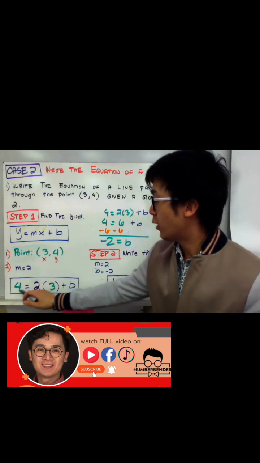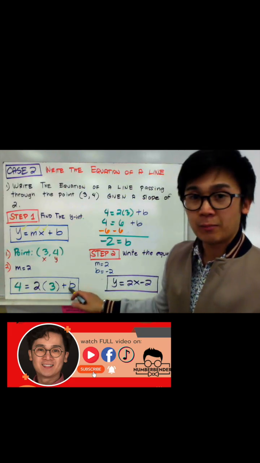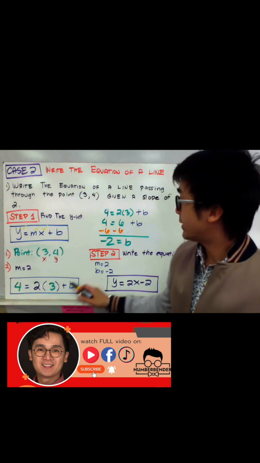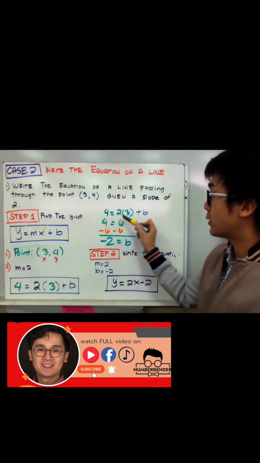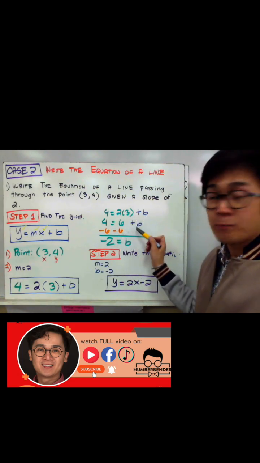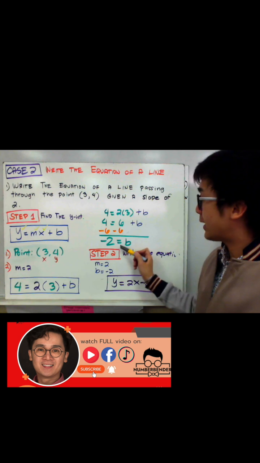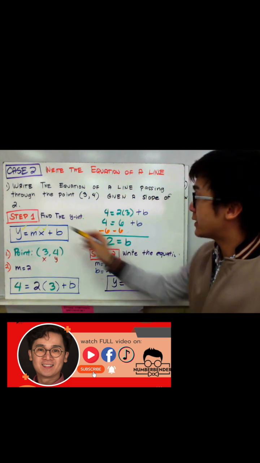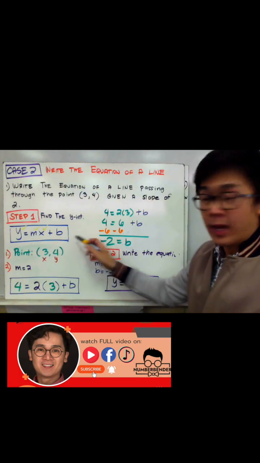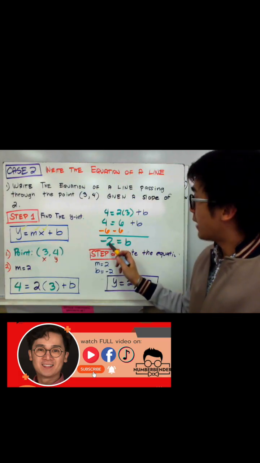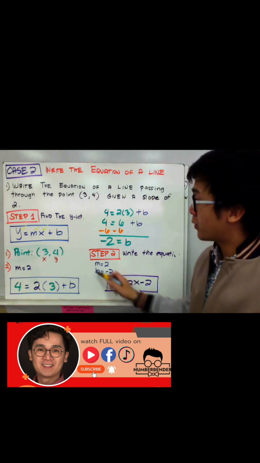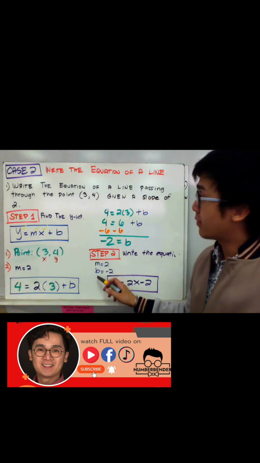So we'll have 4 = 2 times 3 + b. So now we have b here, so we can solve for b by simplifying our equation. So we have 4 = 2 times 3 + b, which gives us 4 = 6 + b, and by solving for b, we'll have b = -2. So now, on step number 1, we're able to find the y-intercept by using the formula, and b is equal to -2. So now that we have the slope and the y-intercept, which we're able to solve from step number 1, we are now ready to write the equation of a line.